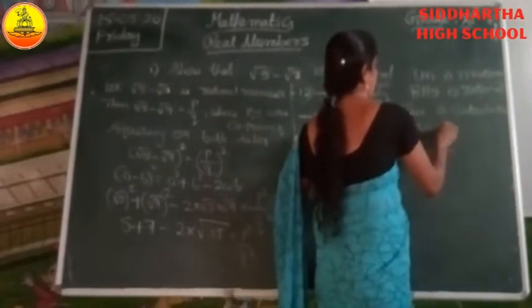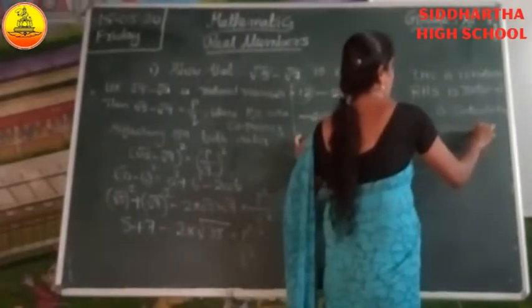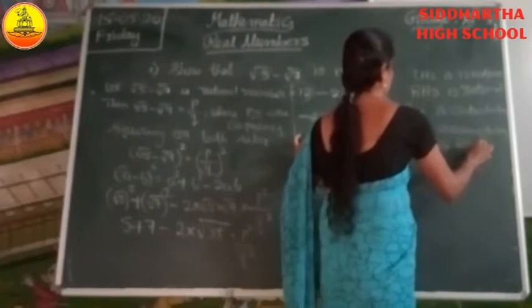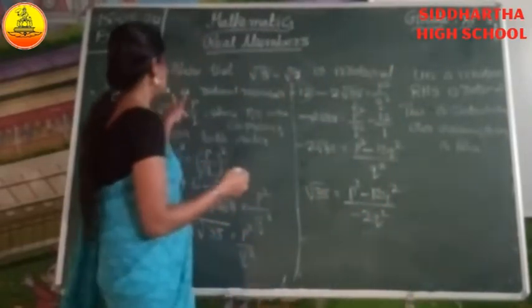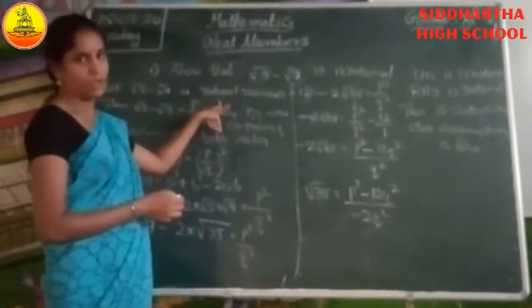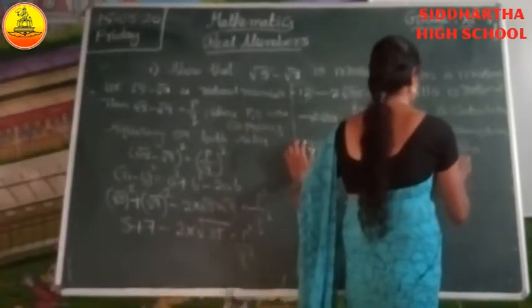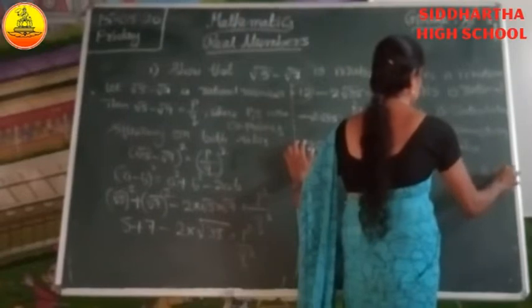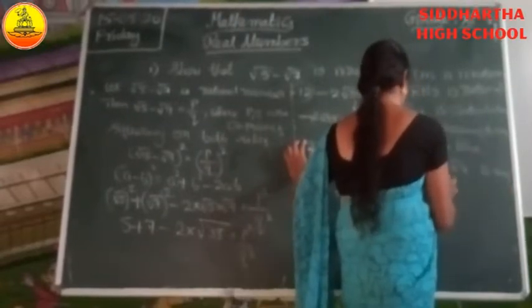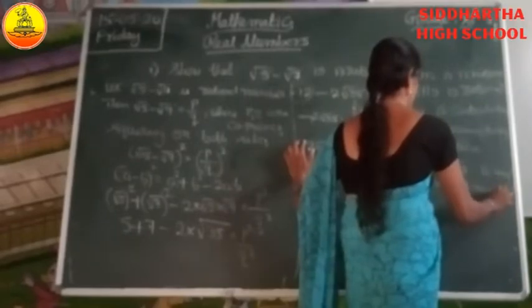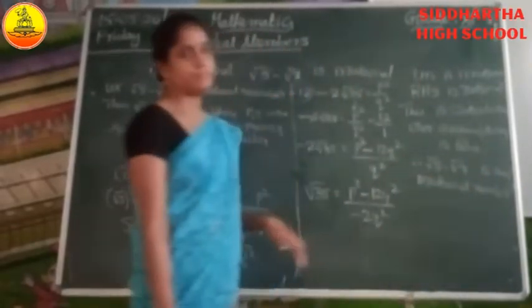Our assumption is false. Our assumption is false means what we thought is false. What we thought, root 5 minus root 7 is a rational number, that is false. Therefore, root 5 minus root 7 is an irrational number. Did you understand?